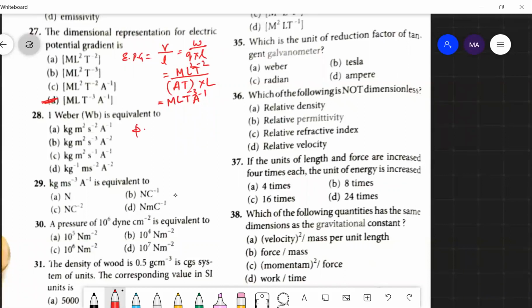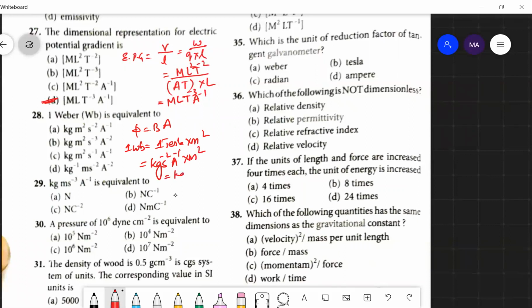See, flux is equal to B into A. So flux is measured in Weber. 1 Weber is equal to 1 Tesla into meter square. 1 Tesla, just now we got it. So it is kg second inverse square amperes inverse into meter square. You can check it in the previous sessions.